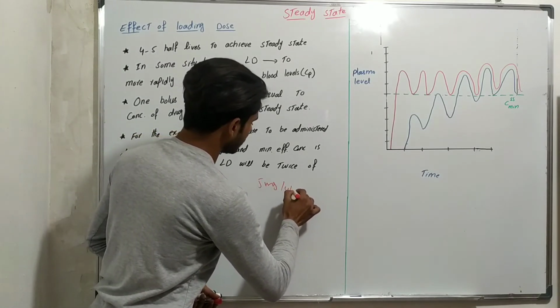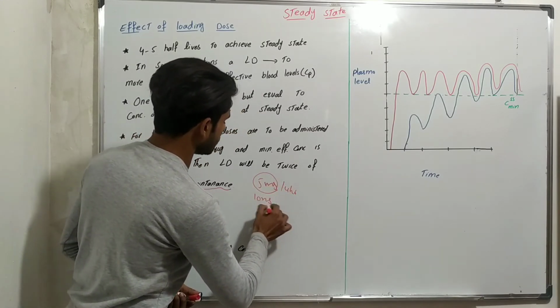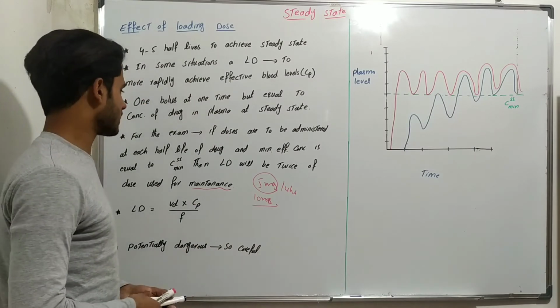But if we want to use the loading dose, and we are taking 5 mg per 4 hours, then we will use twice that. If it is 5, then we will use 10 mg in most cases. So 10 mg will be the loading dose in case of emergency.